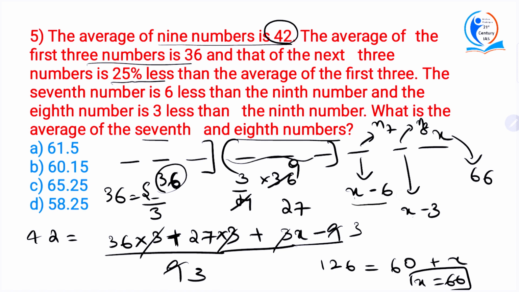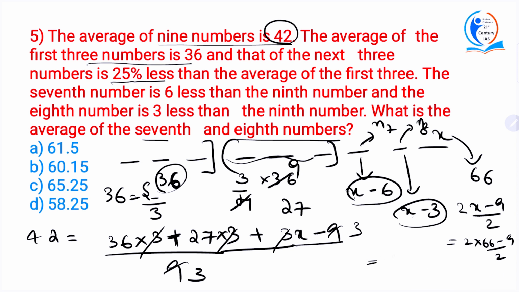Now we want the average of these two numbers, right? So the average of these two numbers is how much? 2x minus 9 by 2. Okay, now what is x? It is 2 into 66 minus 9 by 2. Alright, so this is 132 minus 9 by 2. That is 123 by 2. That is 61.5. So 61.5 is the answer.